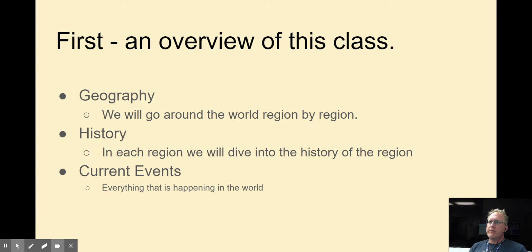First, just an overview. A lot of this class is going to boil down to three things: geography, history, and current events. As we go through the class, we're going to be talking about geography, looking at maps, how they work, how to label them, how to read them, that kind of stuff. And we will go region by region around the world.